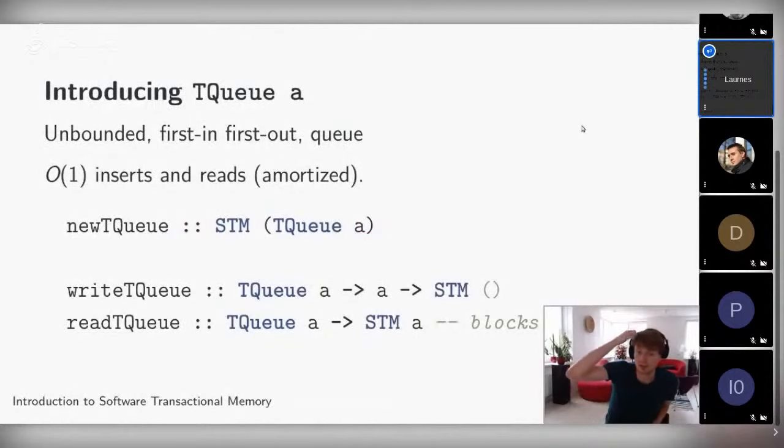So TQueue. A TQueue of A is an unbounded first in, first out queue. And it's basically a queue where if you want to put something in the queue, you can then take it out, and it's in order. So the first thing you put in is the first thing you take out. And it's unbounded, so there's no max length on anything. I have some notes on that later. And this thing supports constant time inserts and reads. And the reads are amortized, or maybe also the inserts are amortized. Not sure. We can have a look at the implementation. We'll see.